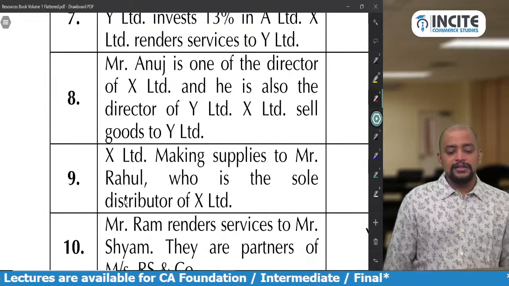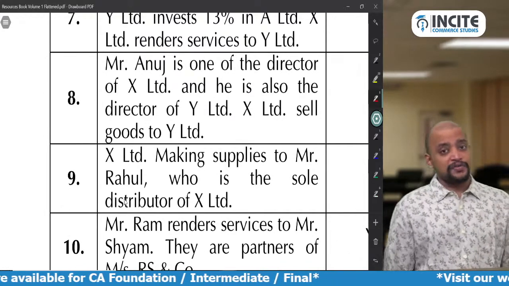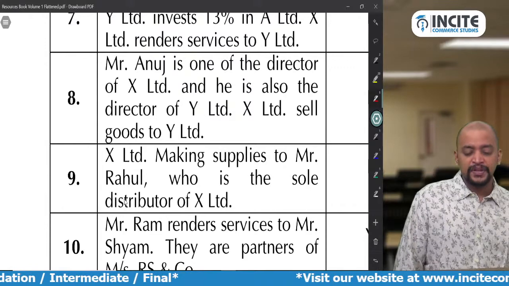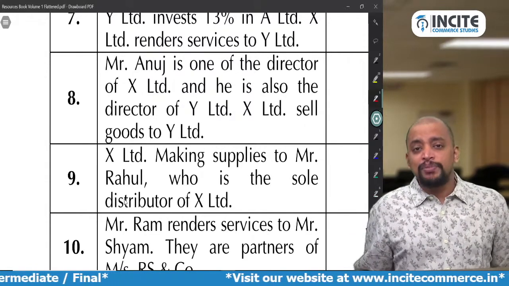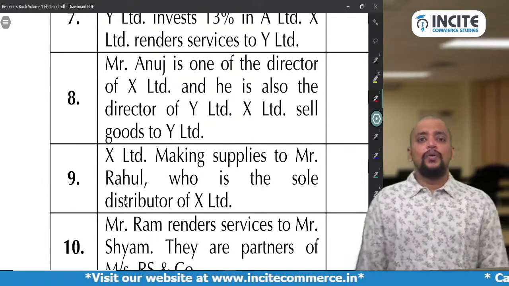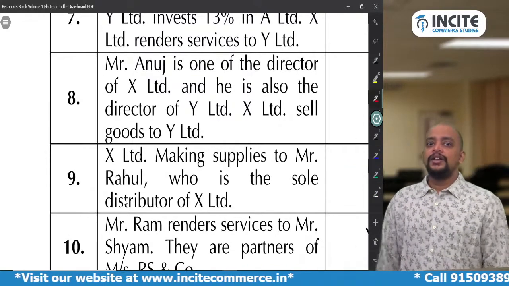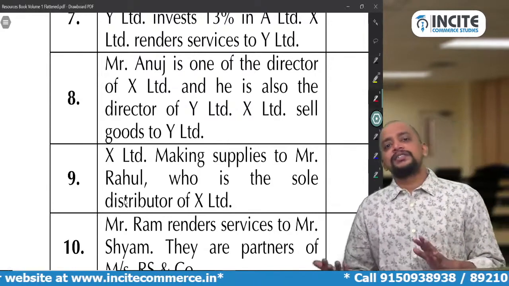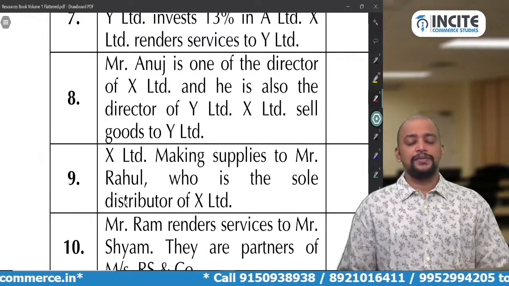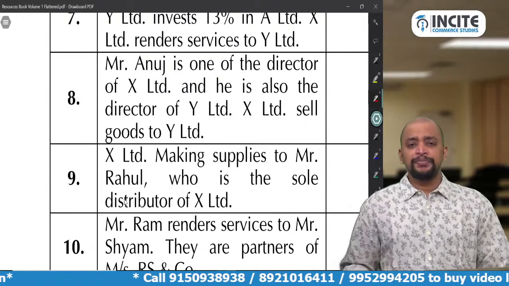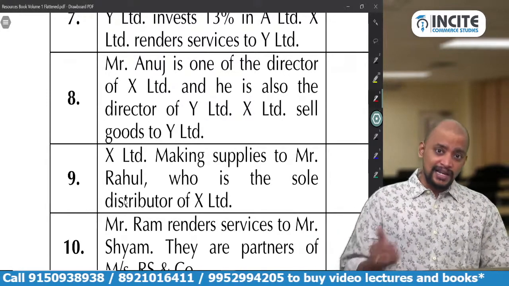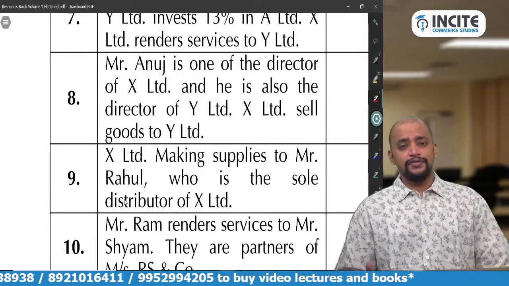Then number 8, Mr. Anuj is one of the directors of X Limited and he is also a director of Y Limited. X Limited sells goods to Y Limited. One director will not be called a majority. One director will never be called a majority. If there are minimum 2 directors, then one out of the 2 will not be a majority. Therefore, it's not a related party transaction between X Limited and Y Limited. And you may have a doubt: sir, what if X Limited and Y Limited are 1% companies? Is it given here that they are 1% companies? No. So therefore, leave it.